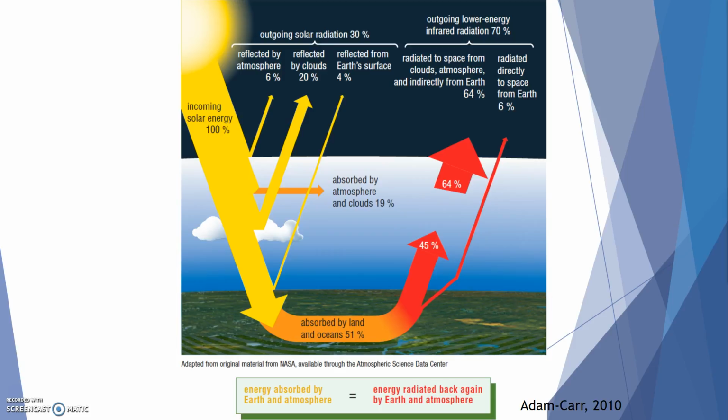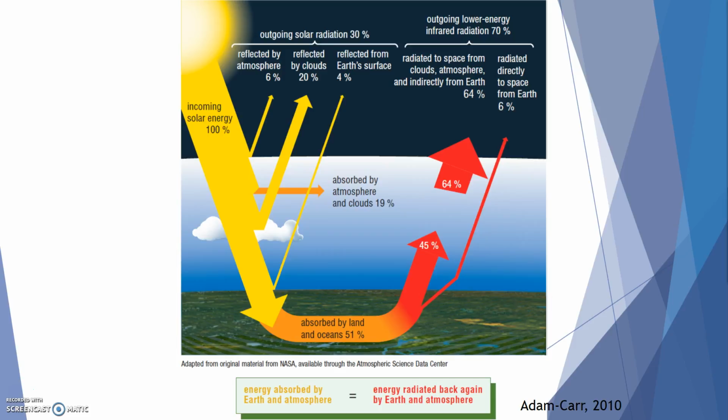About 50% is absorbed by the land and the oceans. Water has a very high, what we're going to call heat capacity, so it has a very high propensity to absorb energy.